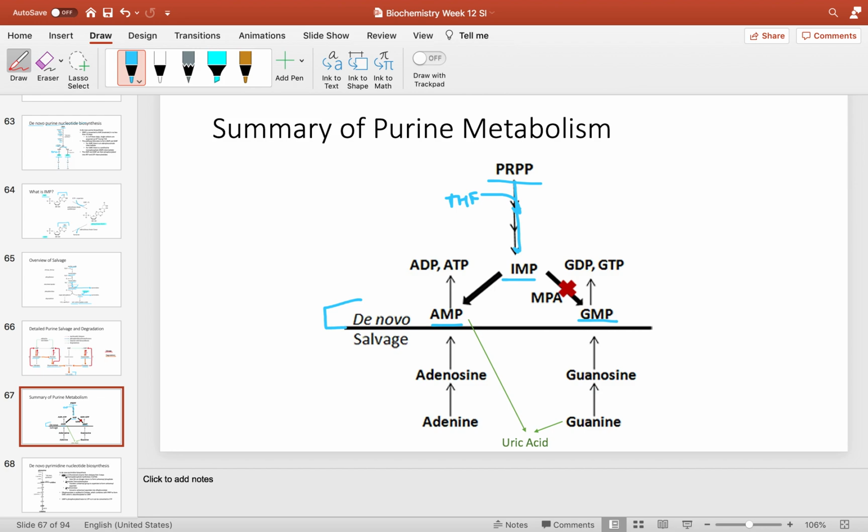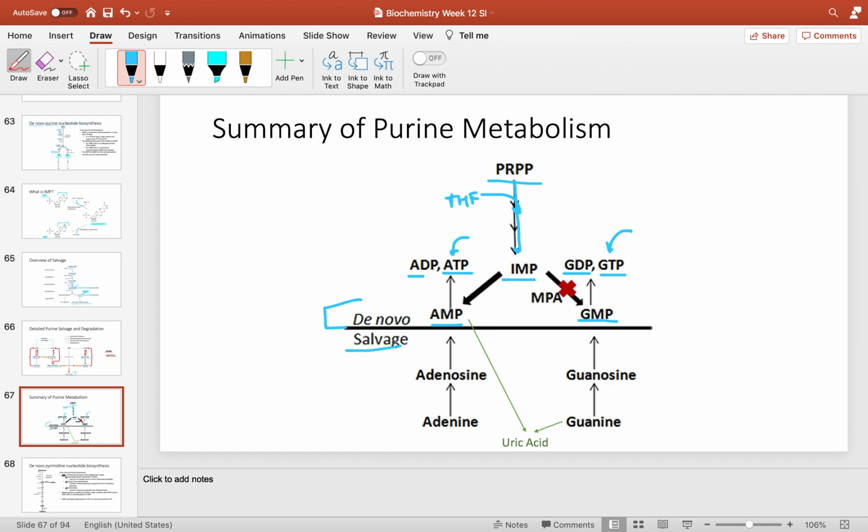And now to form the triphosphates, we'll just phosphorylate it twice into ADP and later ATP. And similarly, GDP and GTP. And now these nucleotides, GTP and ATP, can be used by your RNA polymerase to form RNA. So that's de novo. Now let's look at salvage.